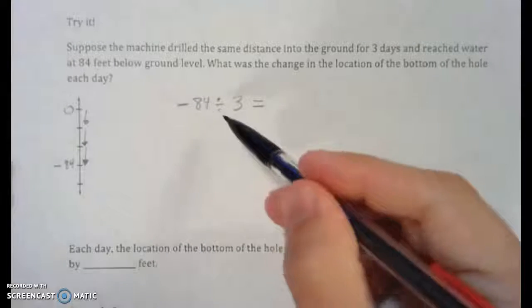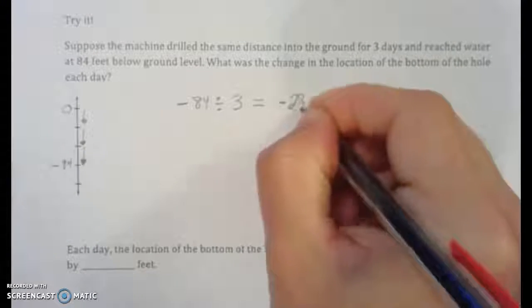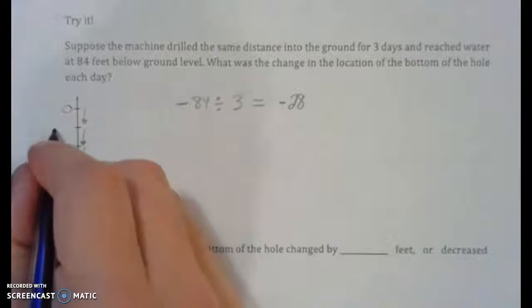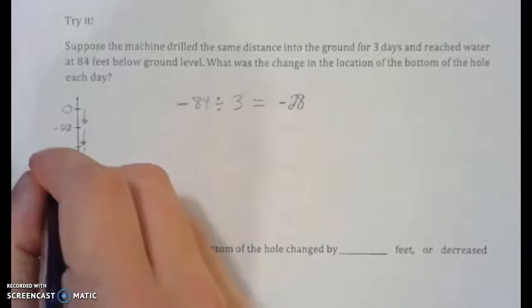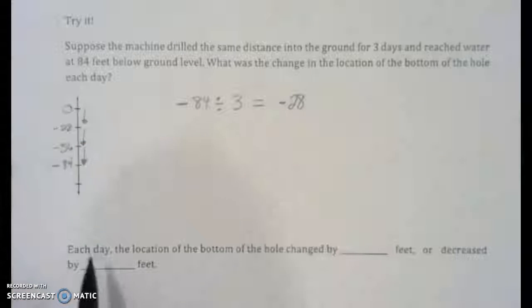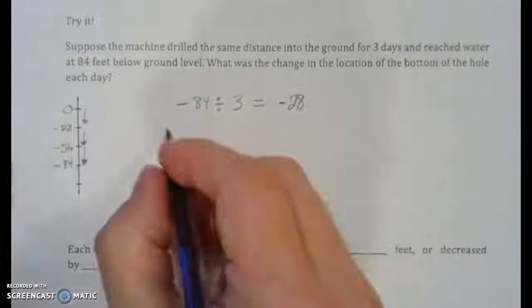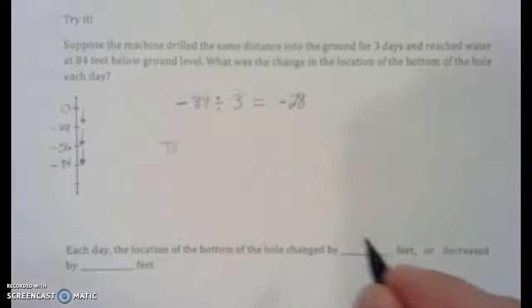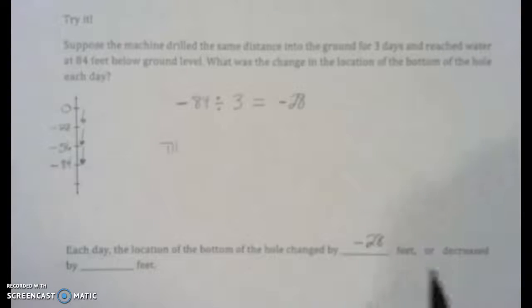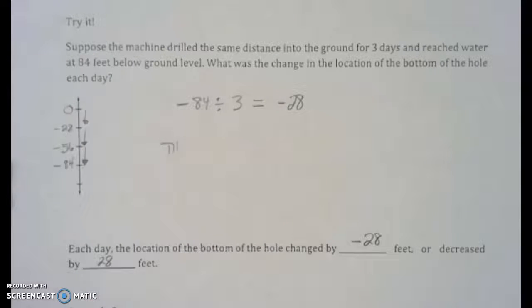And if I do negative 84 divided by 3, I get an answer of negative 28. So at the end of day 1, we're 28 feet below the ground. At the end of day 2, we're 56 feet below the ground. And at the end of day 3, when we get to the water, we're 84 feet below the ground. So again, we can say, actually it's down here. Each day, the location of the bottom of the hole changed by negative 28 feet, which means that it decreased by 28 feet.